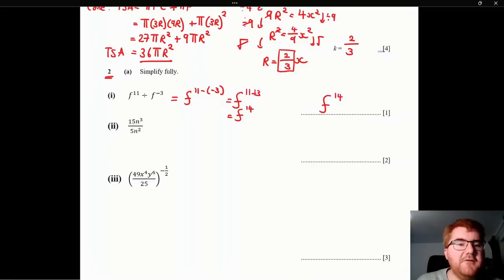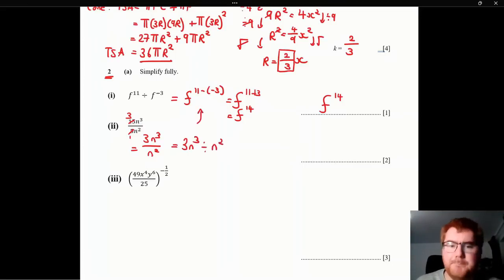Next question here, again, we've got it as a fraction. We can simplify first of all. So how many 5s go into 5? 1. How many 5s go into 15? 3. So we get 3n cubed over n squared. Again, if we're dividing here, this is the same as doing 3n cubed divided by n squared, similar to what we did in part 1. N to the power of 3 divided by n to the power of 2 is n to the power of 1, which we could just write as 3n. A fairly generous 2 marks there.